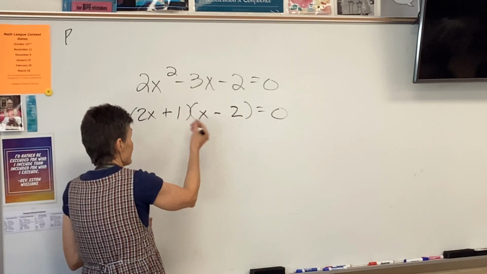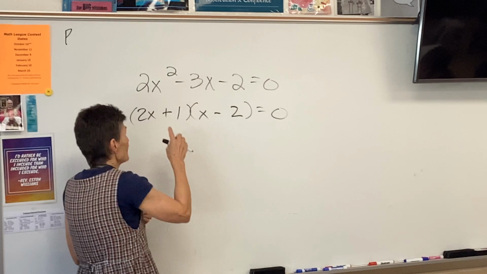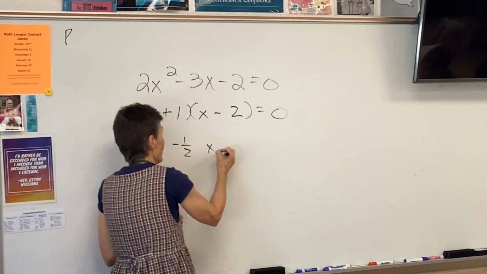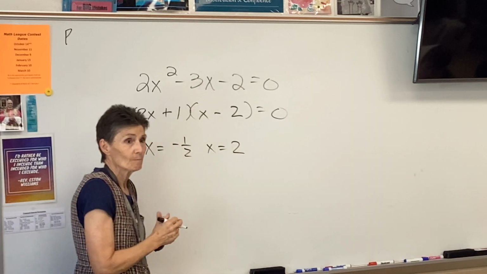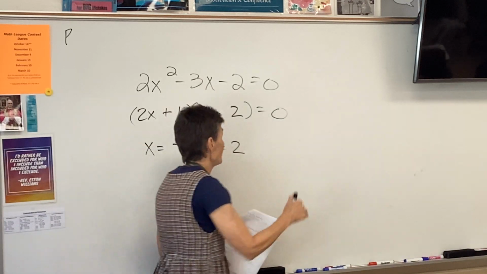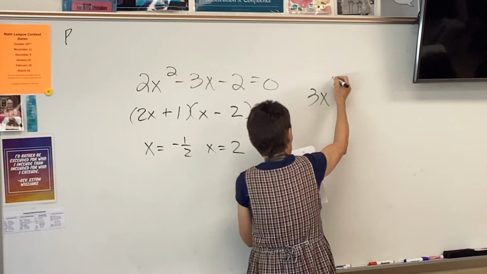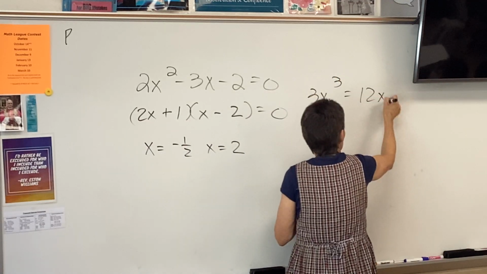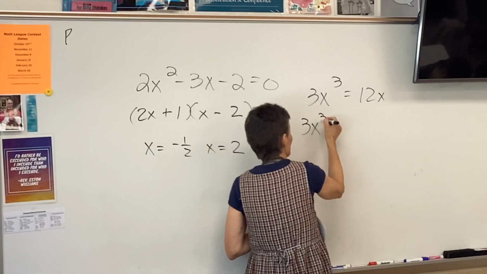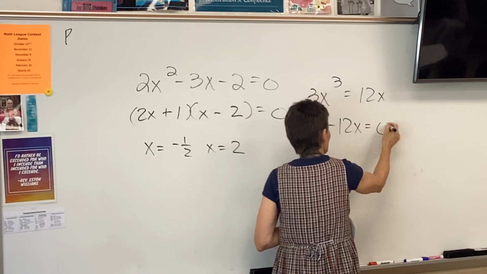So now I can use my zero product property, set these equal to 0. So it looks like I'm going to get negative 1/2 and 2. Easy enough. Now we're going to factor the one you just graphed. So remember, if you're factoring, you've got to be set equal to 0.